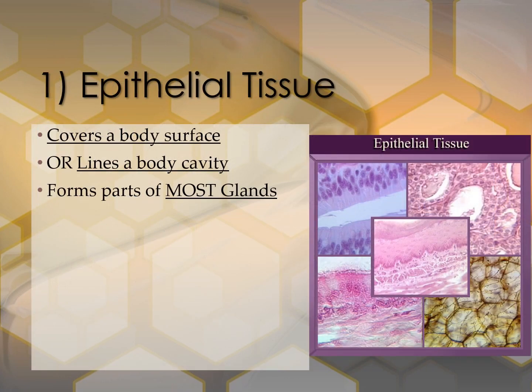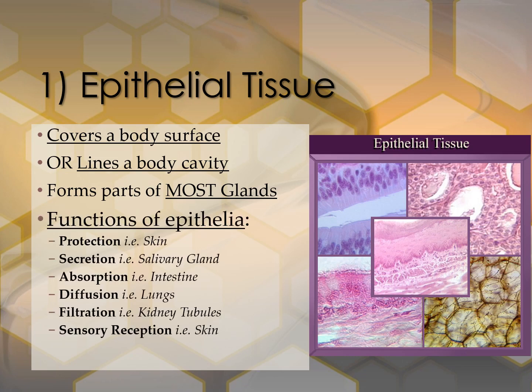So let's start with our epithelial tissue. We said that it's going to cover a body surface or line a body cavity. So we talked a lot about the different body cavities in our first lecture, right? We have the dorsal body cavities and the ventral body cavities. So lots of surface area to cover in the body, and that's the job of the epithelial tissue. Another job is it does form a large part of glands, and so we'll talk a little bit more about glands and their ducts. So the duct part of the gland is going to be made up of epithelial tissue.